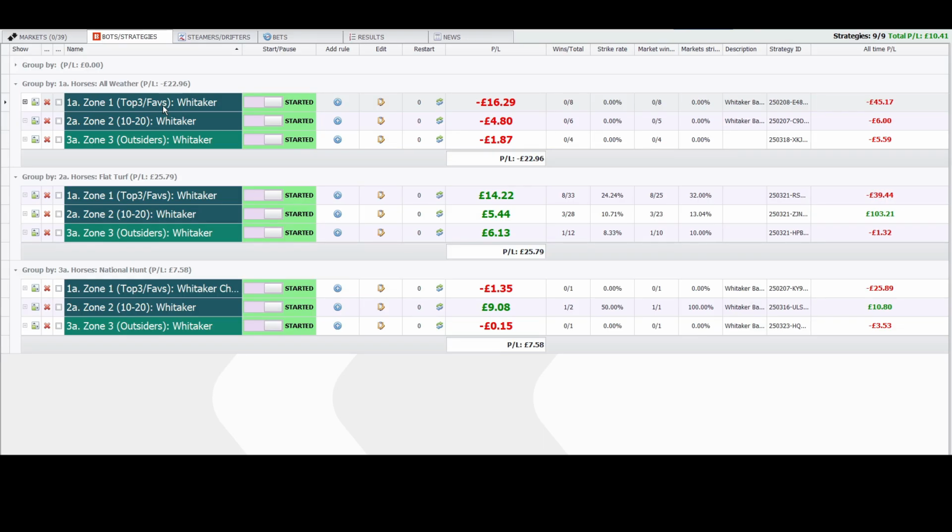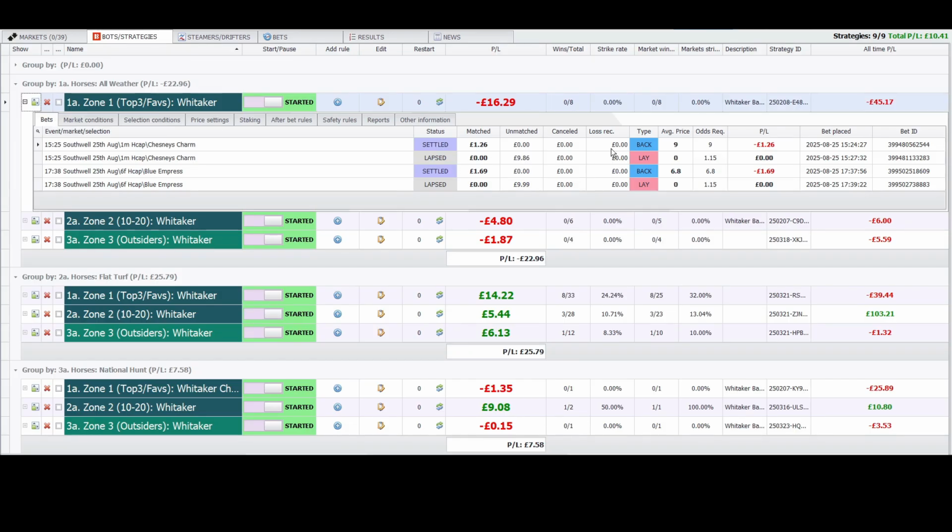It's just one click. On the left hand side, we've got a group for horses all weather, horses flat turf and horses national hunt, and the 3 zones for what we consider 0 to 10, 10 to 20 and rank outsiders. So if I open one up, it's got a bet history.